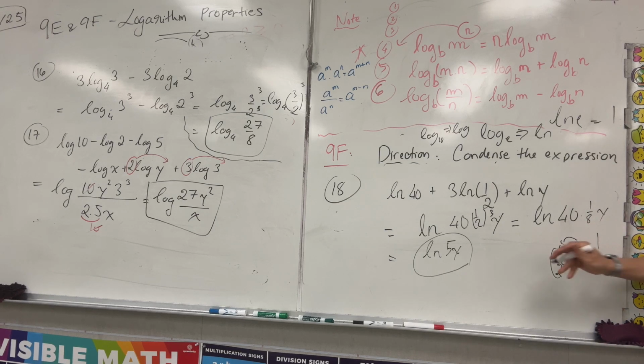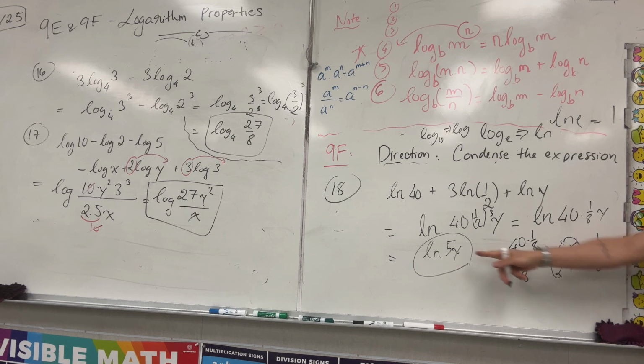Because 40, you times 1 over 8. That means 40 divided by 8, and 40 divided by 8 is 5. Let's give Bernard 1 point.